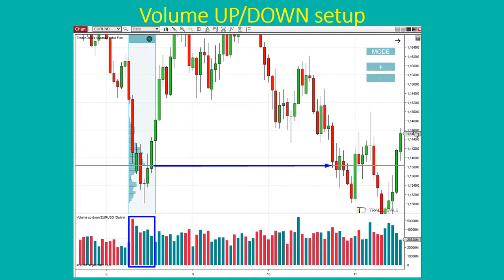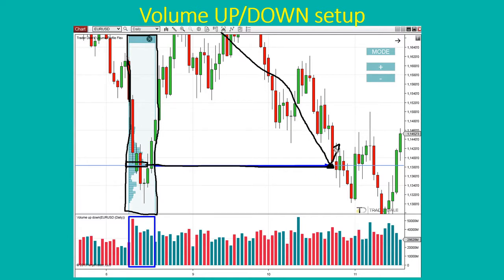Now, another example of the volume up-down setup. In this area, there were heavy volumes. In here, heavy volume spike, which means that something was going on in this area, in this rejection. So what you do, you select the whole area with a flexible volume profile and identify the heaviest volumes. In here, this is the place where the volume profile was the thickest. So you draw a line, and when the price makes it back to the level, you go long.